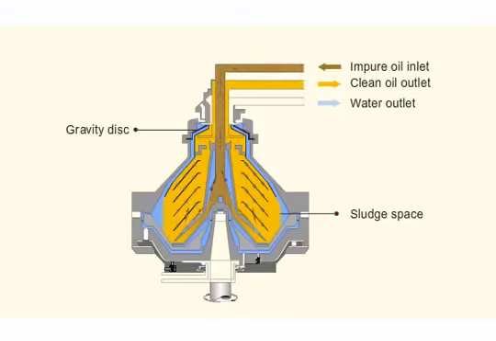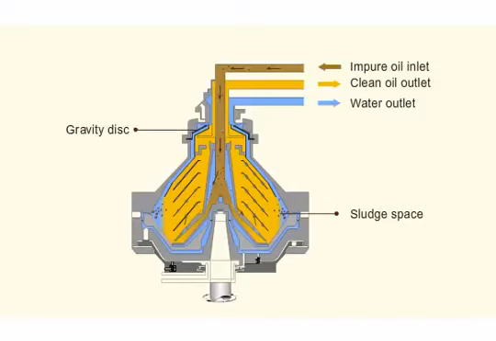The oil flows in between the discs through the distribution holes and the heavier solid impurities separate and accumulate at the bowl side. The separated water from the oil flows out through the water outlet. The purified oil flows out through the oil outlet.